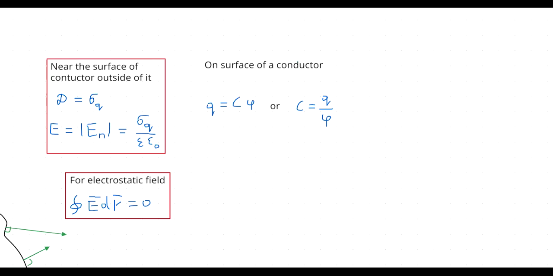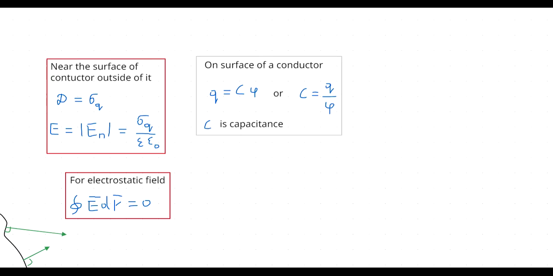And what is C? C is a new physical value that is known as capacitance. And units for capacitance are farads.